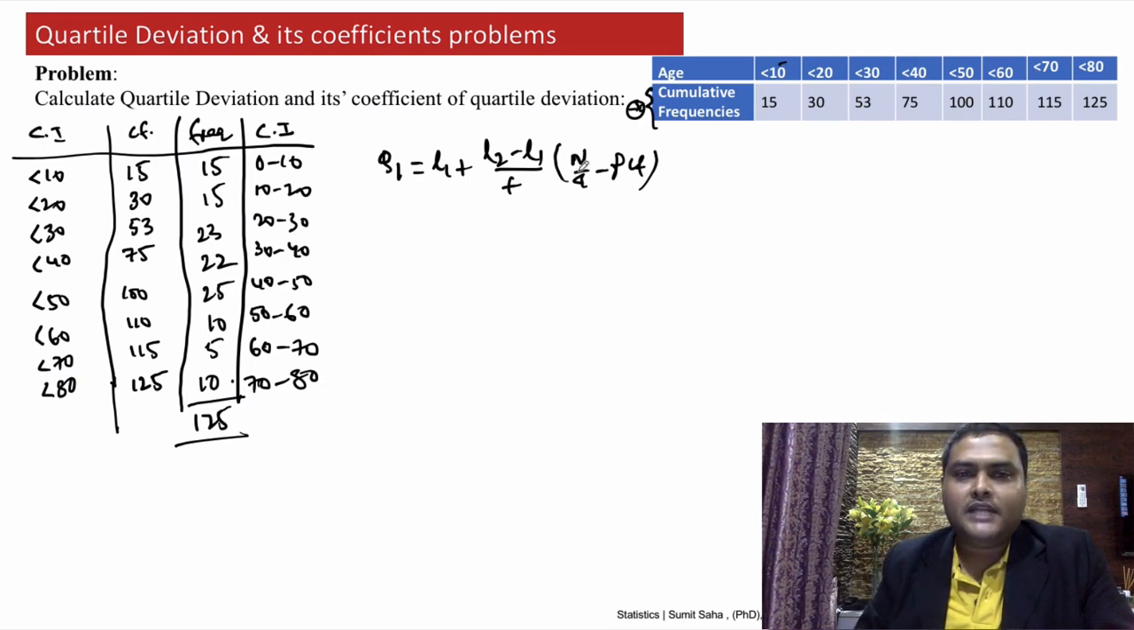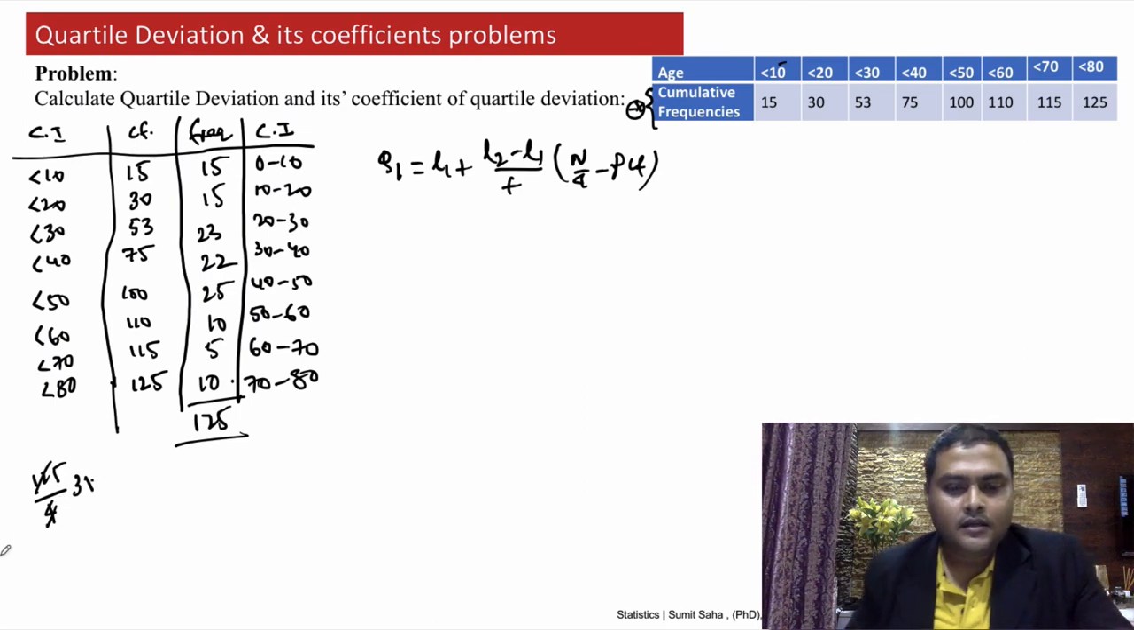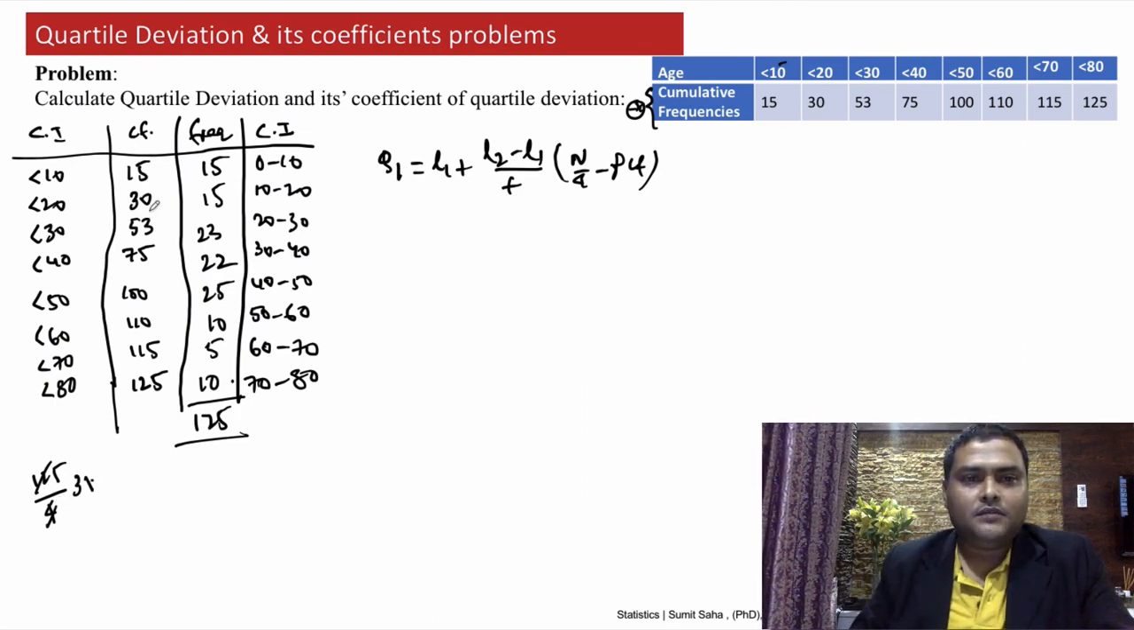Now n by 4 decides which class interval the quartile 1 will fall in. So n by 4 is nothing but the total n, which is 125, divided by 4. 125 divided by 4 is 31 point something, right? So 31 in cumulative frequency is falling here, not 30, 31, right? So 53. So in this case, this will be the quartile 1 class.